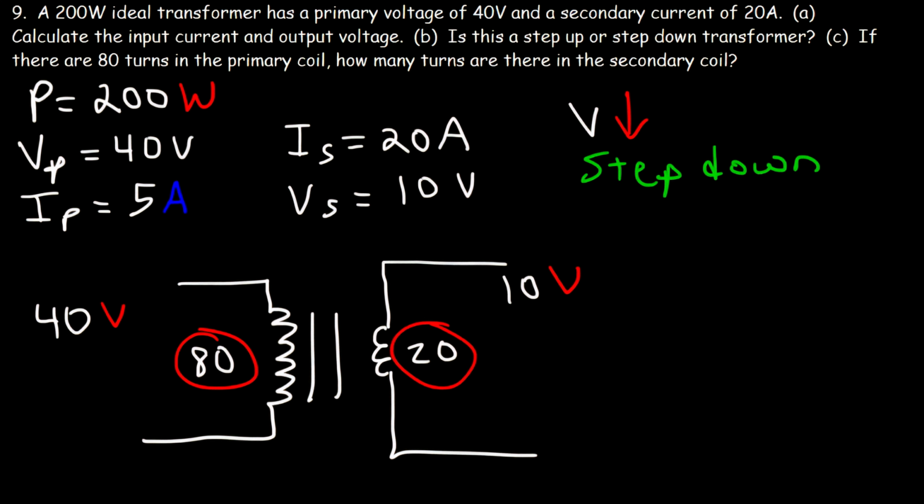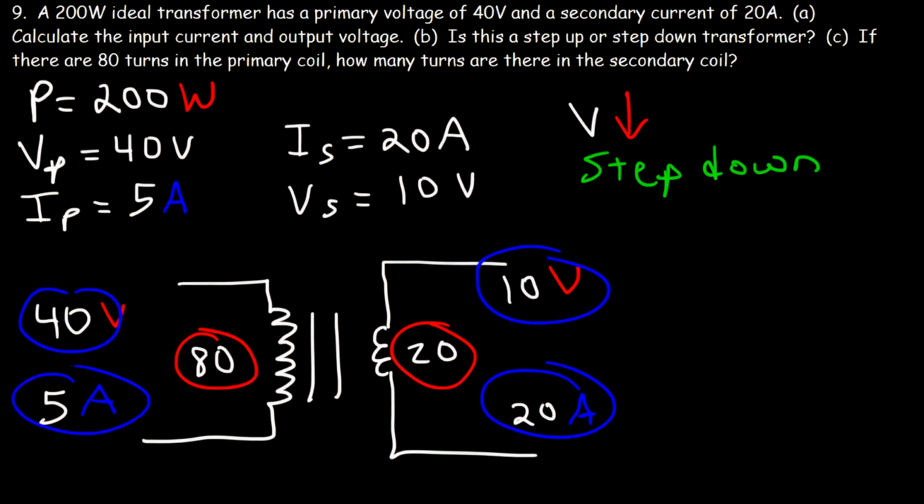Now the current in the primary coil is 5 amps. And so the current in the secondary coil has to increase by a factor of 4. So it's 20 amps. And as we can see, the power is the same. 10 times 20 is 200 watts. 40 times 5 is 200 watts.